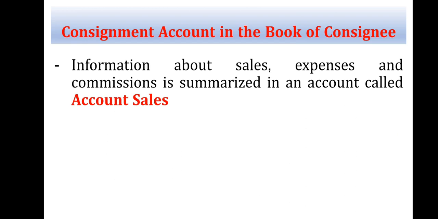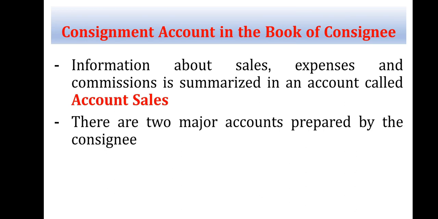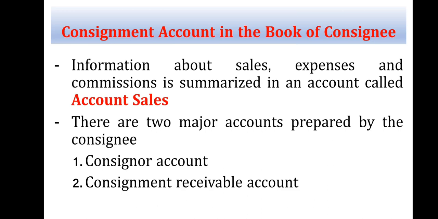So there are two major accounts that will be prepared by the consignee. The first one is the consignor account. That is the account he will prepare to know the amount he will give to the consignor at the end of the period. The second account is the consignment receivable account. This account is only required when the consignee sells some products on credit. So the consignment receivable account is the debtors account.